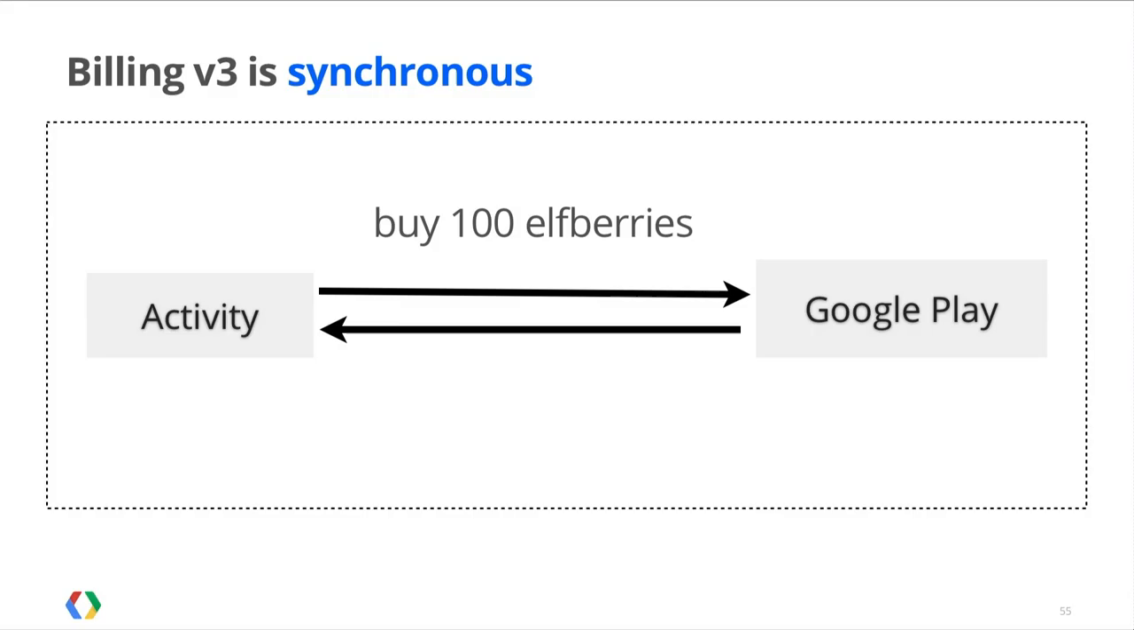So you, for example, say, I want to buy 100 elf berries. Elf berries? Yeah. Really? Hey, it's fun. They're blue. And Google Play responds with something like, okay. It's a synchronous API. It's much, much easier for people to implement.